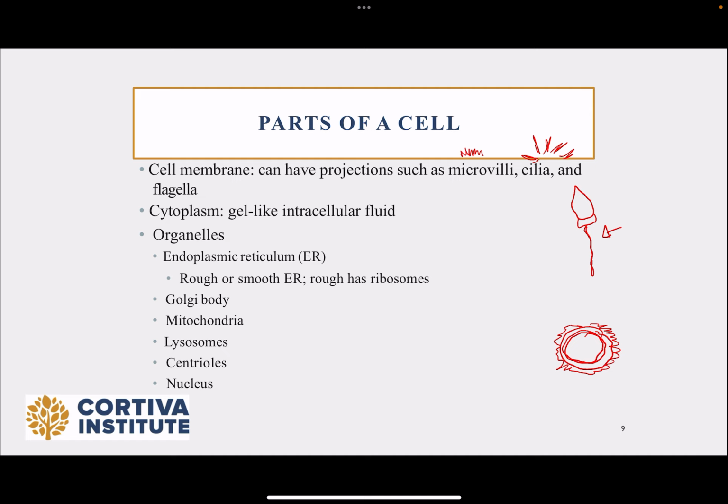Continuing, we also have the mitochondria, lysosomes, centrioles, and the nucleus. Now, just to get into the nitty-gritty, ribosomes specifically will produce proteins. The mitochondria is going to produce ATP, power, otherwise known as energy.